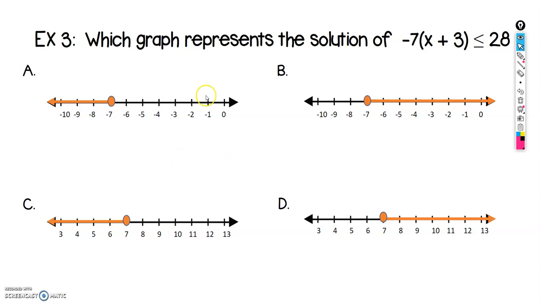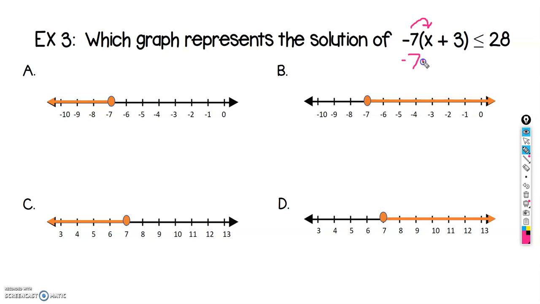Our final example, which graph represents the solution of this inequality? The only way to determine that is to go ahead and solve. I have a couple things I'm going to do. I know, first of all, that if I have a number up against a parenthesis, I'm going to multiply. Mama distributes. So I have a negative 7x. Distribute again because Mama distributes evenly to all the birdies in the nest. A negative 21 is less than or equal to 28.